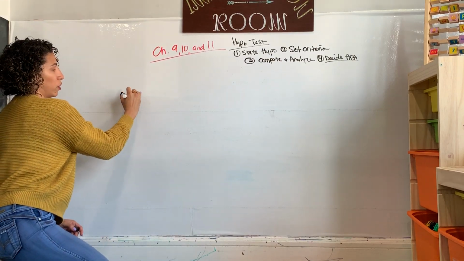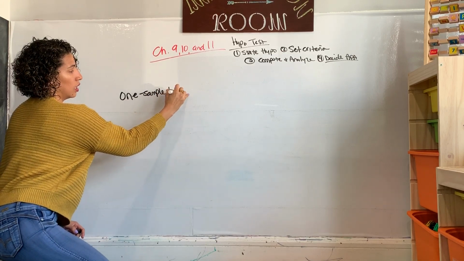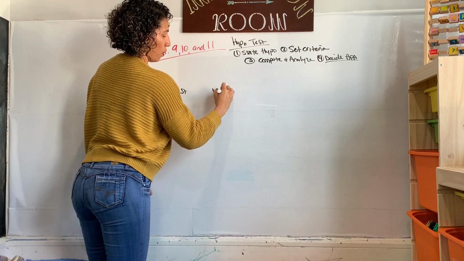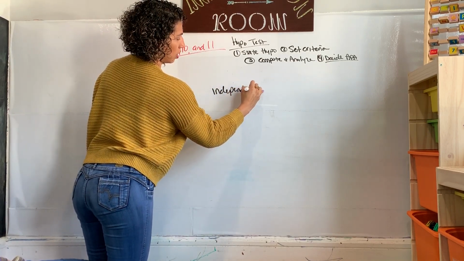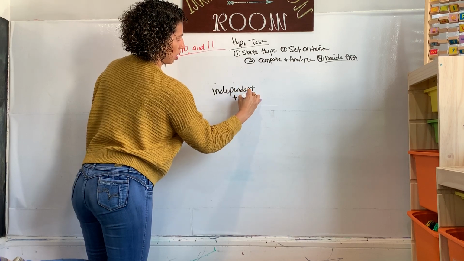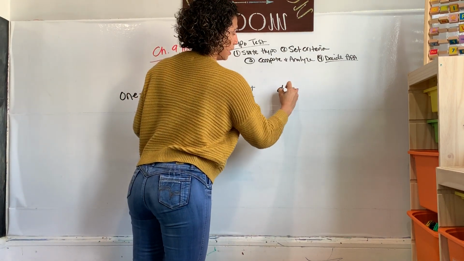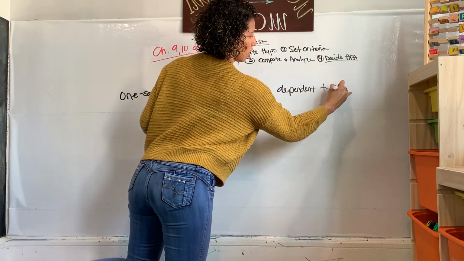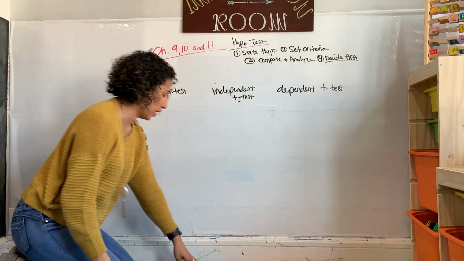So starting with the first, we have the one sample t-test, right? Then we have the second, the independent t-test. Then we have the dependent t-test. So let's talk about their alternative names.